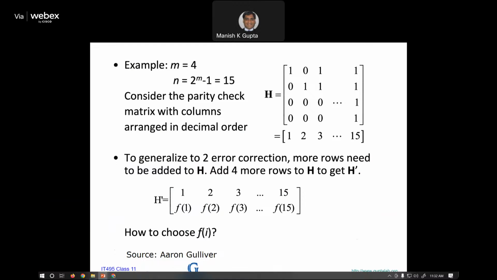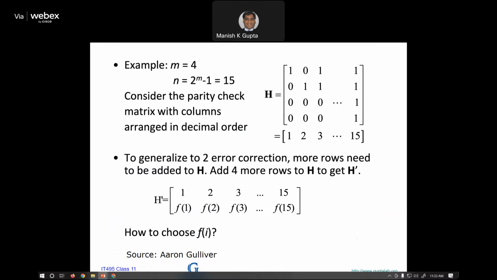H is able to correct a single error. I want to add more rows. Suppose I add more rows which are some functions of previous columns 1, 2, 3. Some function f. I don't know what that function is. f of 1, f of 2, f of 3, up to f of 15. I have to choose f of i such that I can correct two errors.